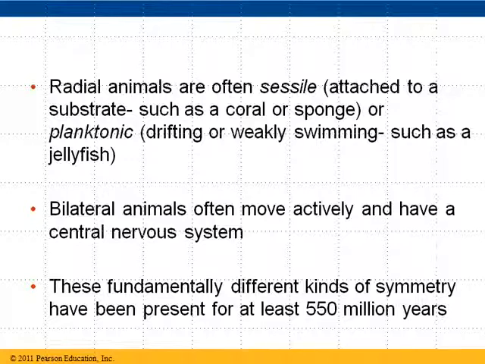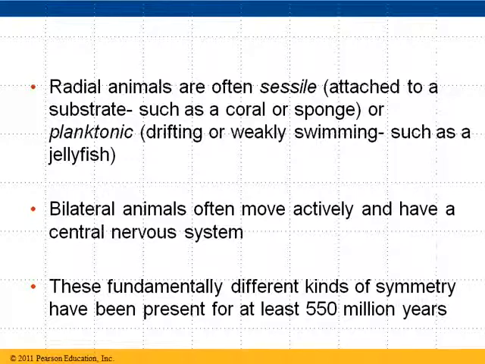So most radial animals are not very strong movers. They're either sessile or planktonic. Bilateral animals often move more actively. They can run, jump, walk, fly, swim, and have a central nervous system. That's another hallmark of most bilateral animals.